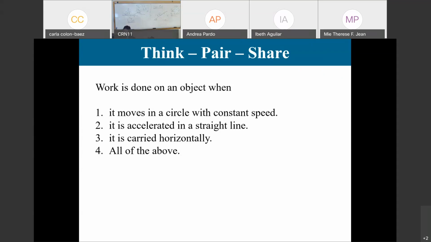Exactly. So in that case, guys, it's only 2 because also in a circle, there is no work. When you are at a constant speed, there is centripetal acceleration, but there is no change in velocity. There is nothing to produce work in that case. Work is done when you accelerate something in a straight line, vertically or horizontally. So there has to be a force. If there is a force, there is acceleration. Then you can have work. So that's number 2.